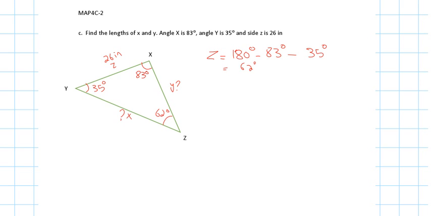Now, what do you want to solve for first, x or y? X, sure. Okay, so let's solve for x. So now I know z and its opposite angle, right? And then to use x, let's do side x over sine x equal to side z over sine z. Side x is unknown over sine 83 equal to side z is 26 over sine 62.